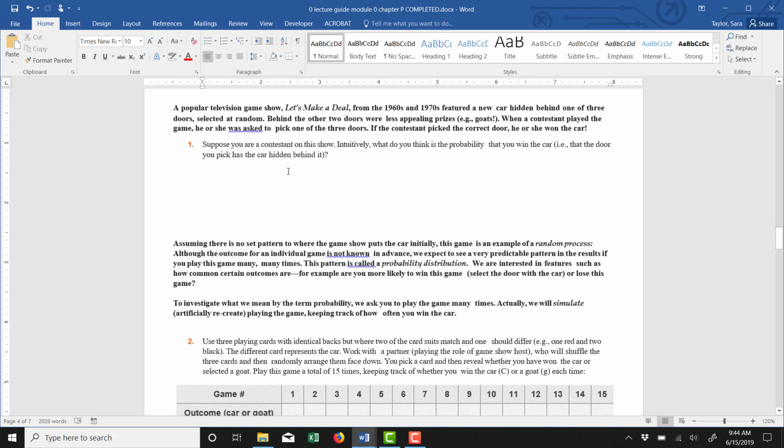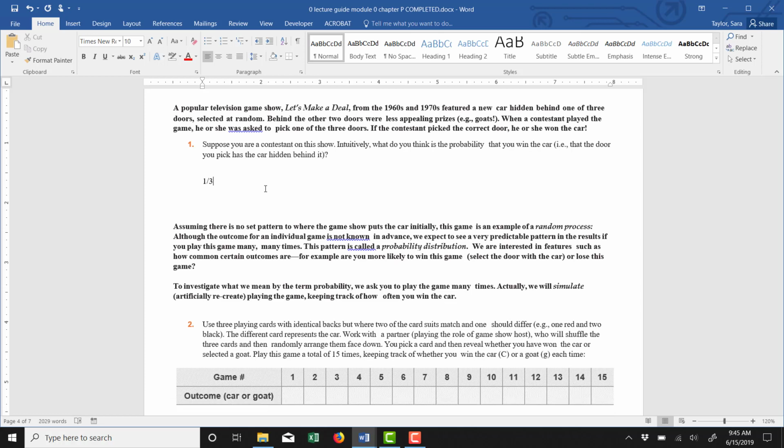So if I was in a regular classroom with you guys, instead of doing this online, I would ask students to kind of think about that. And pretty much all the time, students understand that it makes sense that the probability would be 1/3, that there's one car out of three doors. So if you played, it seems like there's a chance of winning of 1/3, a probability of winning of 1/3.